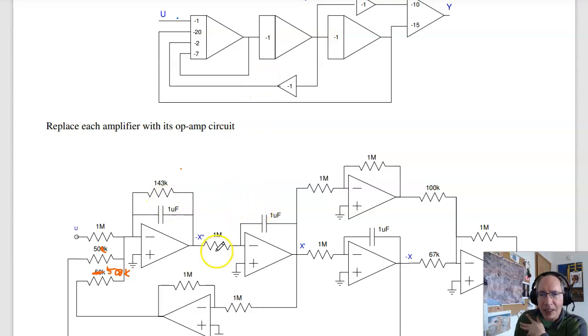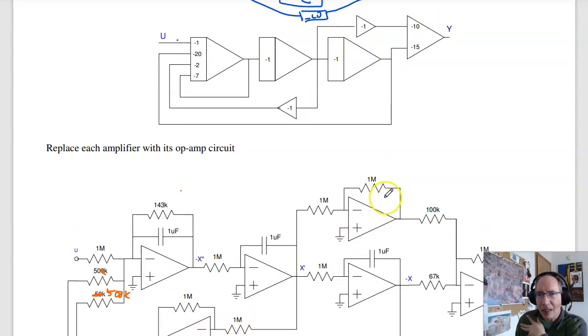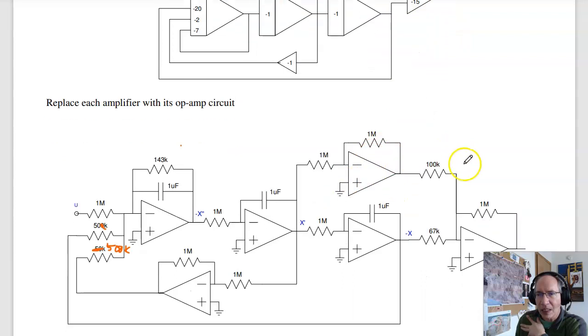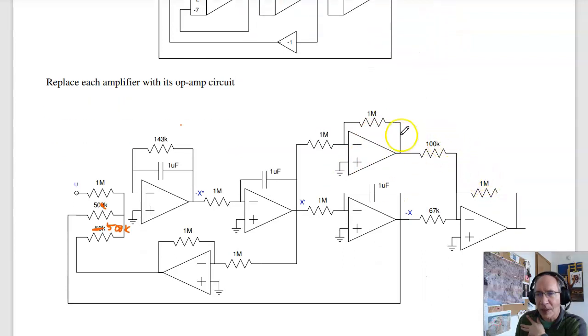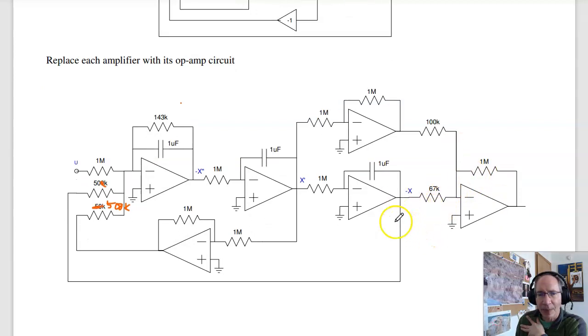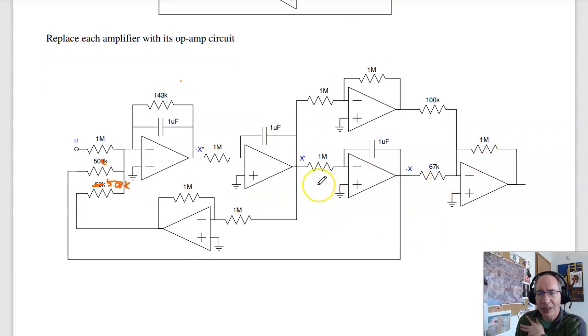This has a gain of 1. 1 over RC is 1. Gain of 1. Gain of 1. Gain of 1. Gain of 10. Make that a 1 meg and 10k. And a gain of 15. 1 meg, 67k. So this is the circuit to implement that differential equation.